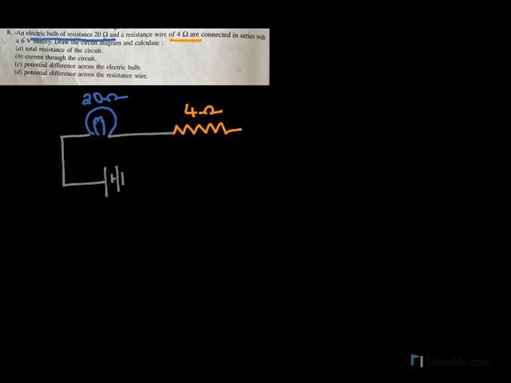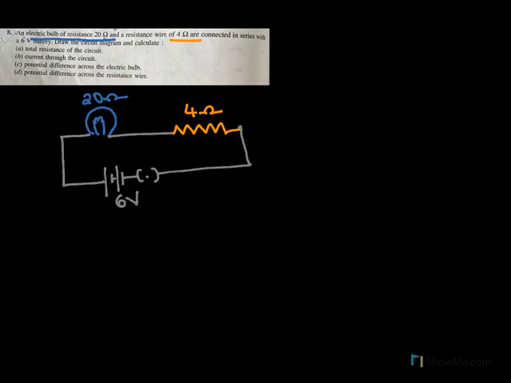An electric bulb of resistance 20 ohms and a wire of 4 ohms are connected in series with a battery. Draw the circuit diagram. So here I have a bulb, which I'm going to draw, and a 4 ohm resistance. This bulb here is 20 ohms. They are connected in series, so I'm going to connect them in series to a battery. This is my battery of 6 volts.